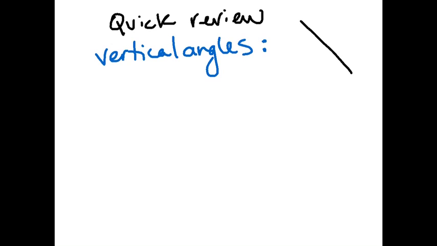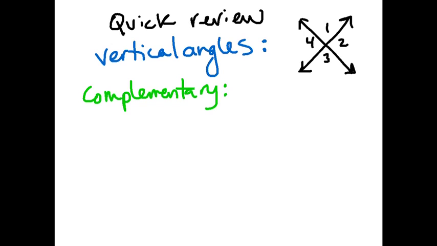Vertical angles, right? If we had two lines, they could or could not be perpendicular either way, and we had some angles. The angles opposite each other are vertical. So angle 1 and angle 3, angle 2 and angle 4. Angles are complementary if two angles add up, their measures add up to 90 degrees. Okay? So x and y, and x plus y equals 90.